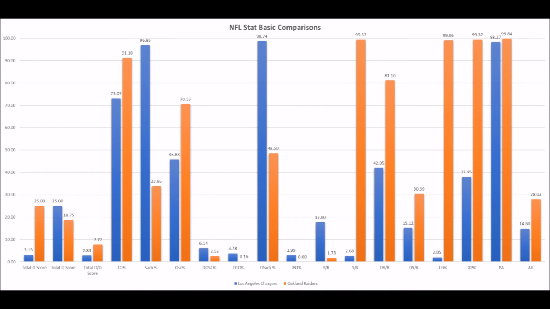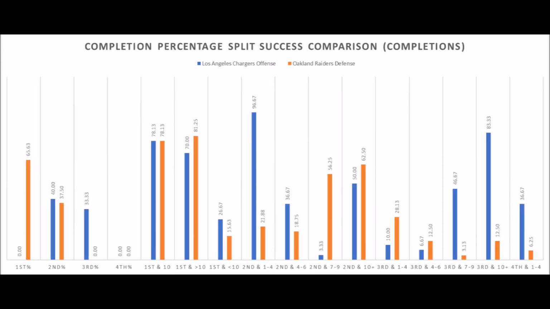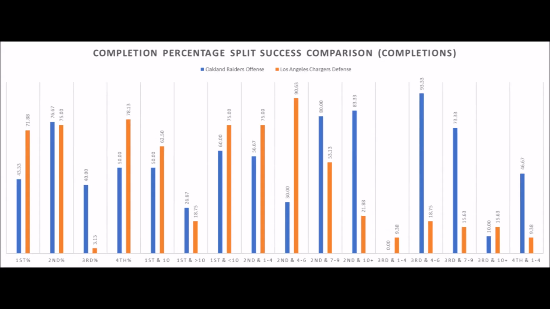But now let's get into some other data points. So looking at completion percentage, I'm not going to get too much into this, but this is the Los Angeles Chargers completion percentage in terms of their offense versus the Raiders defense when it comes to preventing completion percentage. And then this is the Raiders offense versus the Chargers defense when it comes to completion percentage. Again, I'm not going to get too much into this. This is just for your own reference.